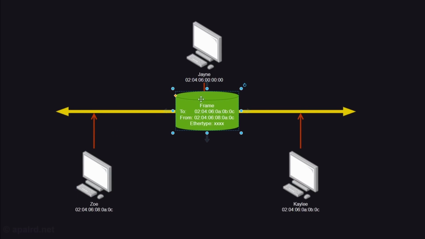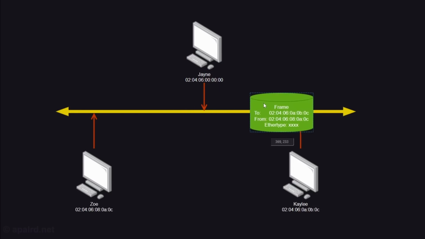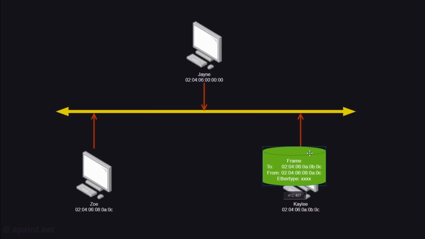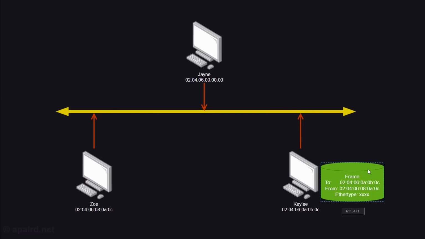His network card is going to receive this signal, and since the to address doesn't match his, so he's got 000000 on the end, and this one doesn't have that address, his network card is going to ignore it. Then it'll continue traveling down the ether until it reaches Kaylee, and since the to address matches here, 0ABC, her network card is going to accept it and hand it off to the operating system.